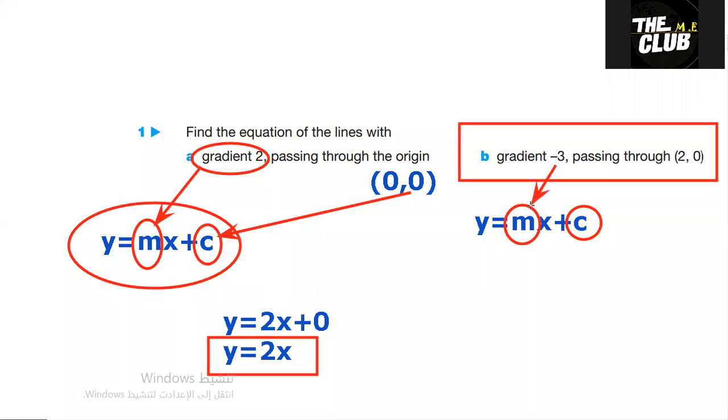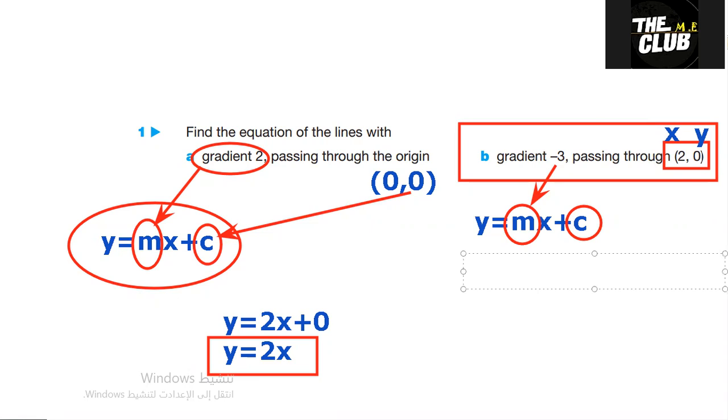Now, we know that the gradient is -3. So we're going to take -3 and put it instead of the m. And for the y-intercept, the x must be 0. But we don't know the point where the line goes through the y-intercept. So we need to find the y-intercept so we can find c. Now, we're going to use this point here with the equation to find c. So this is the x, which is 2, and this is the y, which is 0.